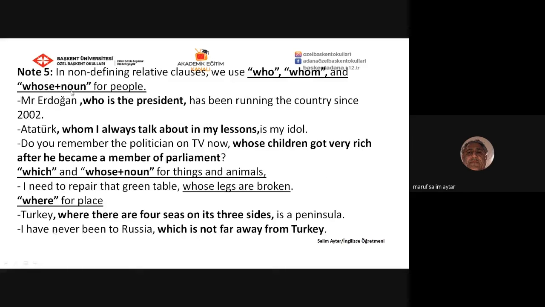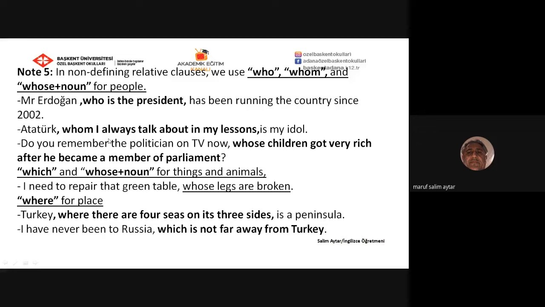Note 5, people. In non-defining relative clauses, we use who, whom, and whose plus noun for people. Let's study the examples here. Mr. Erdogan, who is the president, has been running the country since 2002. Be careful. It is Mr. Erdogan, and instead of Mr. Erdogan, I can only use who, not that. And it is in the subject position here.